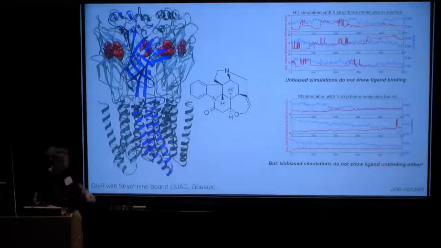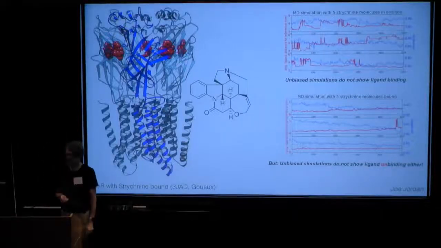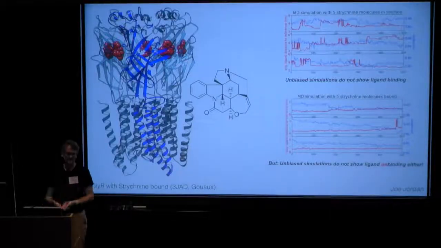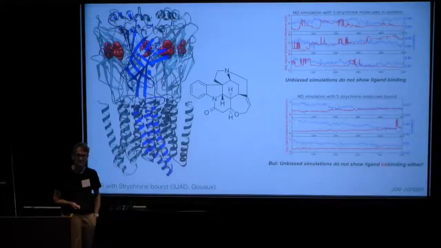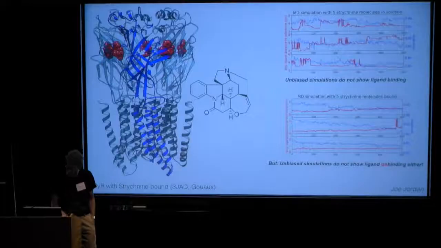On the other hand, we can do the opposite experiment on the lower right. We can start the simulations with the 5 molecules bound. And if you start them with the 5 molecules bound, they don't unbind. So once you have the molecule in the right place, the simulation will keep them there. The problem is just we're not sampling enough. And that's exactly the problem that we solved with this density-driven restraints, right?